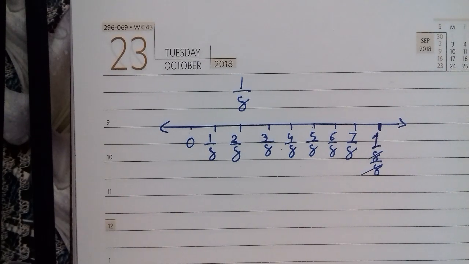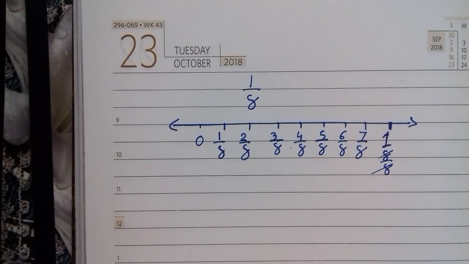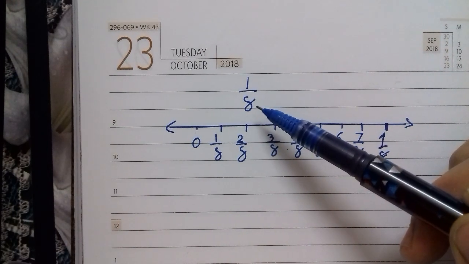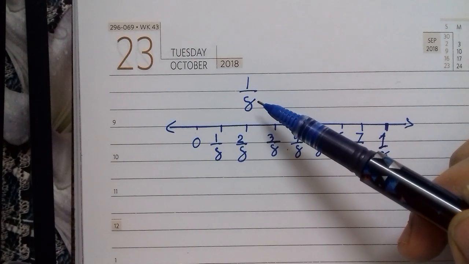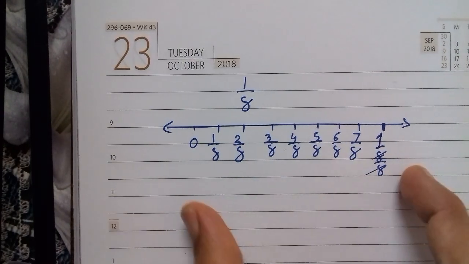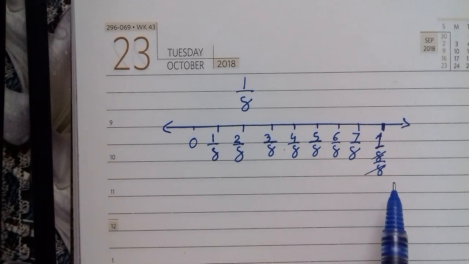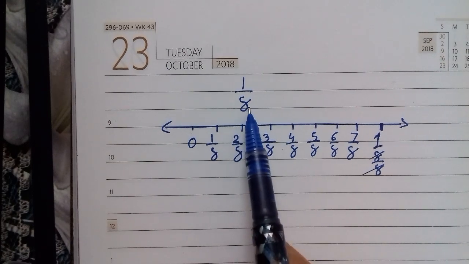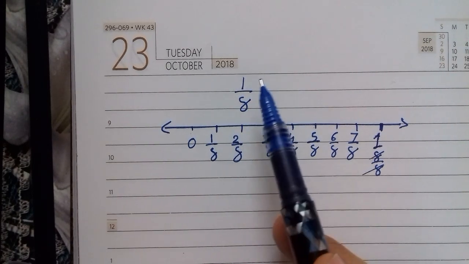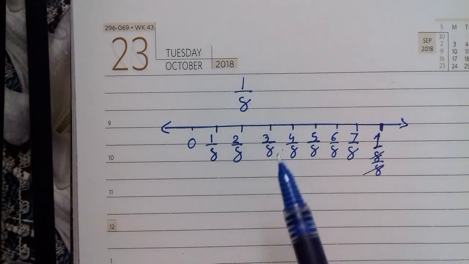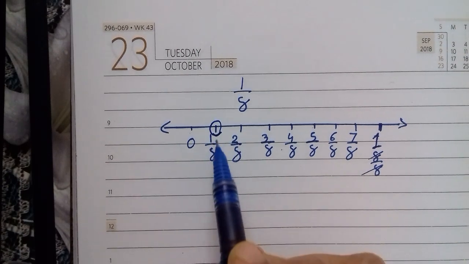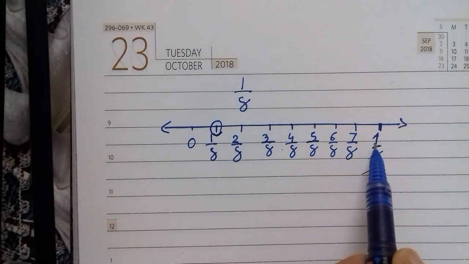In a rational number, the number below the bar, that is the denominator, tells the number of equal parts into which the first unit has been divided. This is the first unit. So the first unit is divided into 8 equal parts because the denominator is 8, and the numerator tells how many of these parts are considered. That is, one part of this is considered.